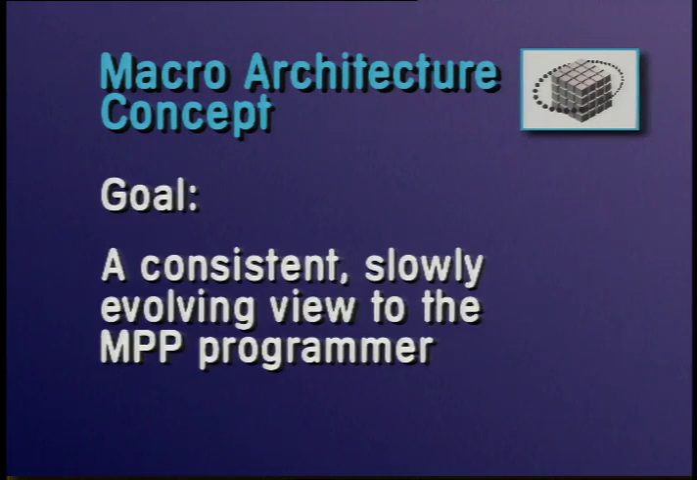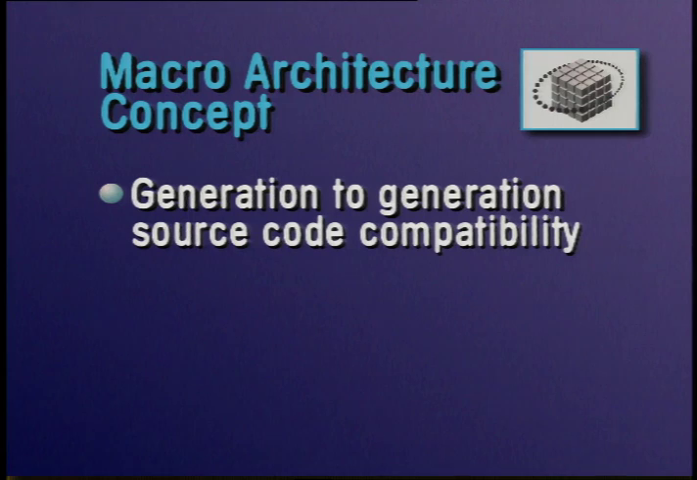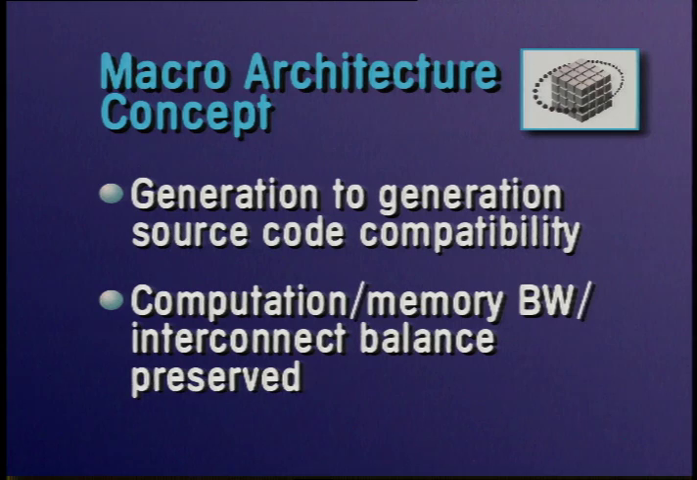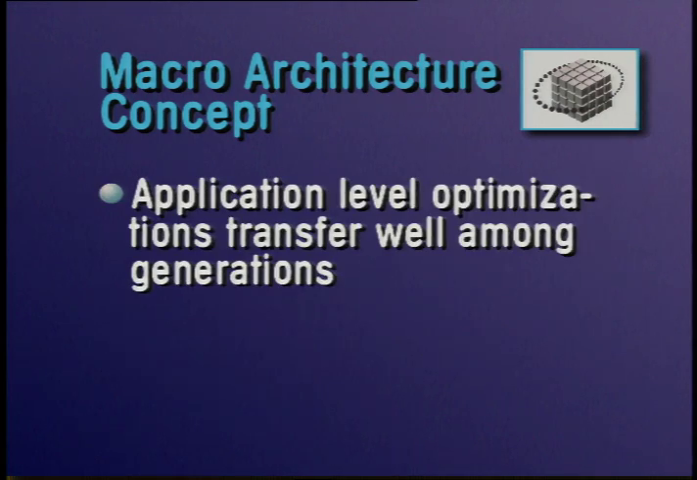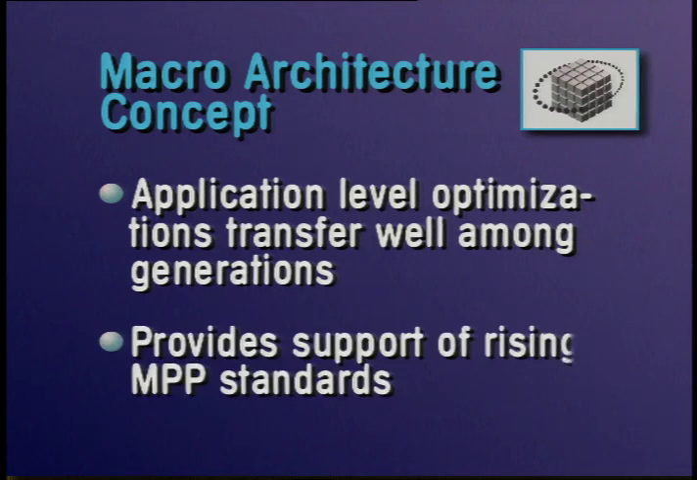It is important to present a consistent, although probably slowly evolving, view to the user. This allows generation-to-generation source compatibility. The balance among computational, memory bandwidth, and interconnect support will be also fairly consistent. Application-level optimizations that work well on one generation system should also work well on the next. If a system is successful in the marketplace, this steadiness of purpose will also work to support the development of standards in the MPP world.